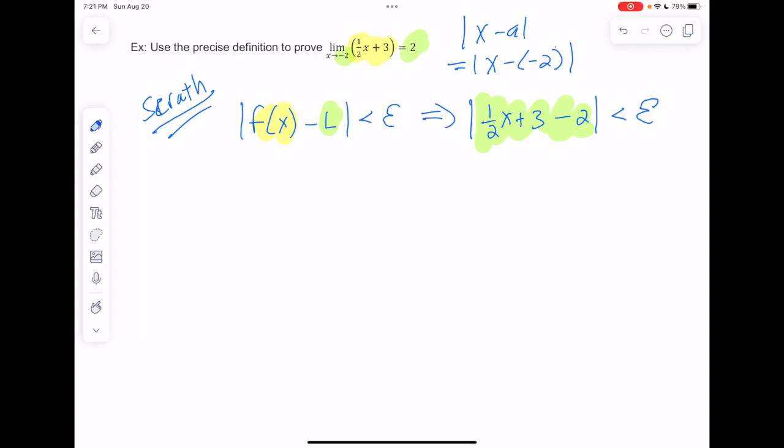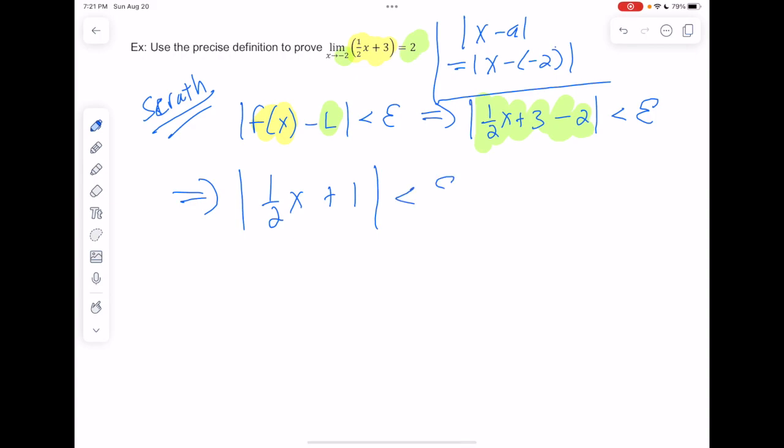So going back to our scratch work, let's just simplify what's inside it first. We have 1/2 x plus 3 minus 2, so that's plus 1, and is less than epsilon. And then how about that half? Well, we don't really want the half there. If we look at our goal up here, we just want the absolute value of x minus a minus 2. So we just want an x, not a 1/2 x.